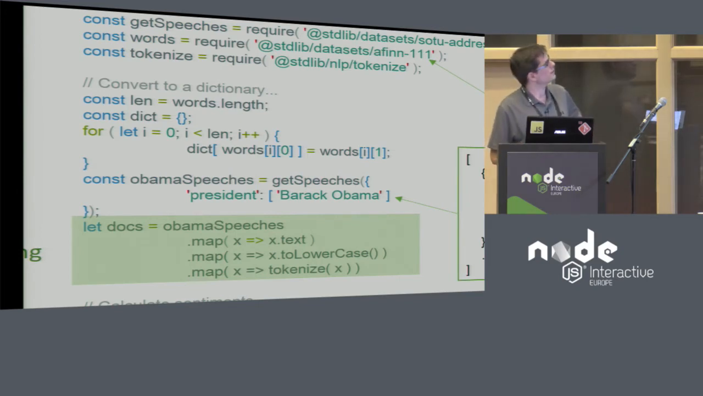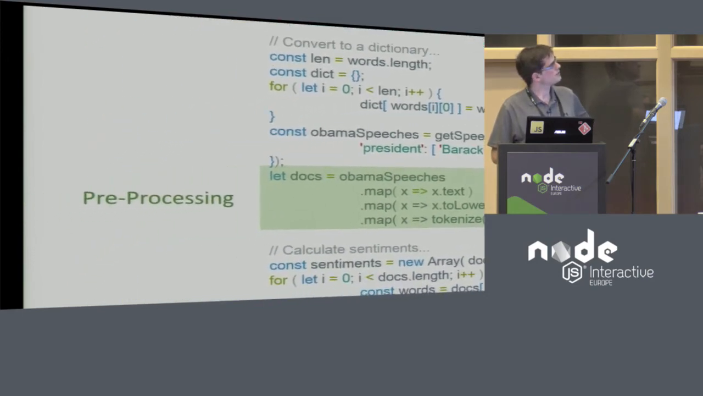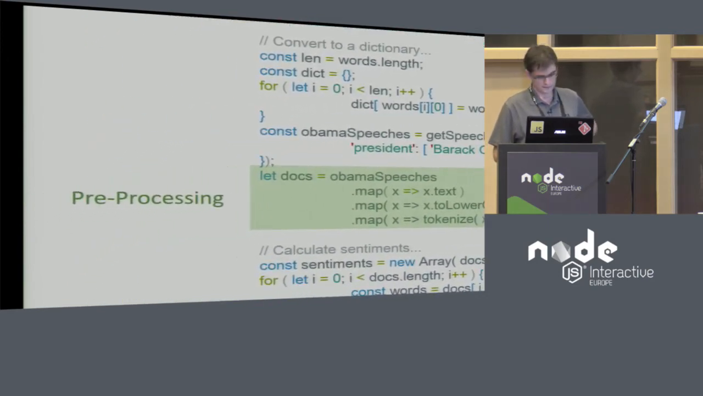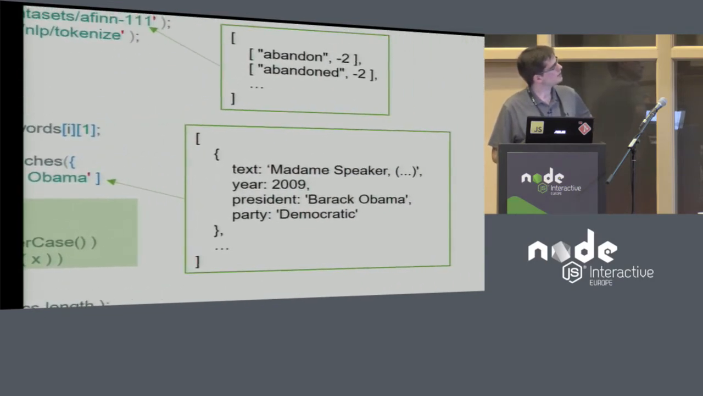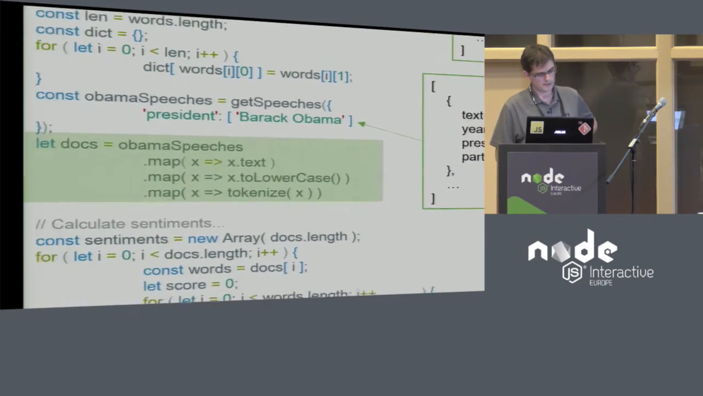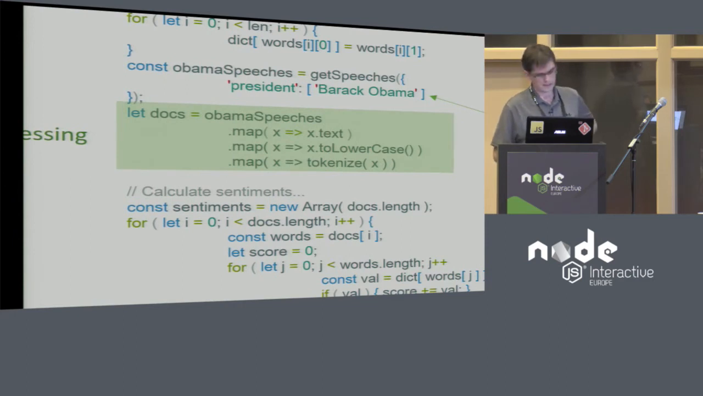So, okay, what do we do then here? We get these speeches of Obama, and then we do this pre-processing that I talked about. So that's often the case. Here these speeches are basically just an object array. It has some other attributes, but we are only interested in the text right now. So what do we do here? We just get the texts. We then turn them all to lowercase and we tokenize them.